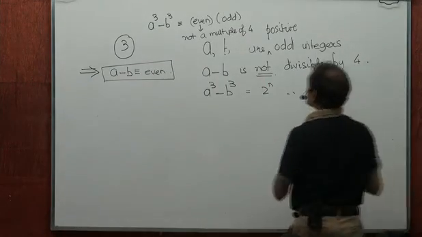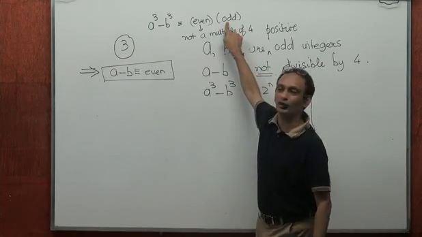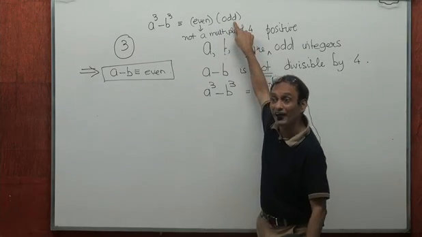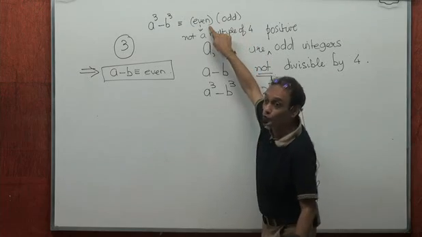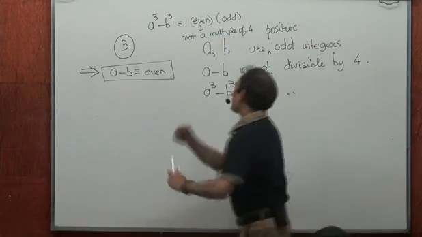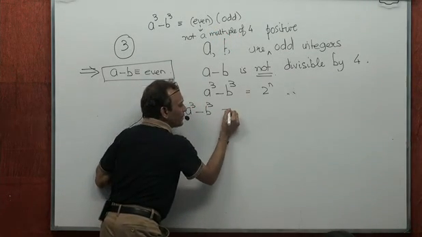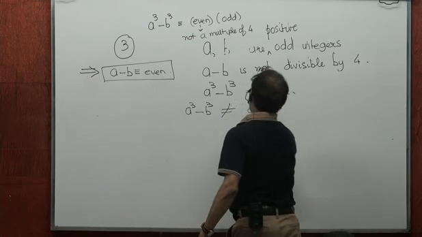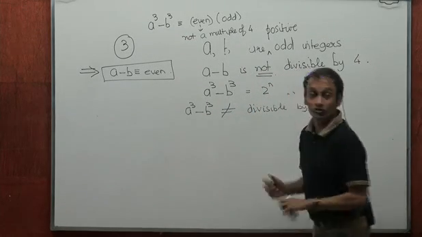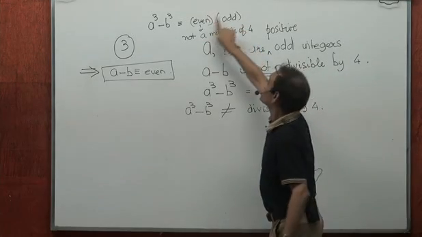Which means this product, even though it will be even, it will not be a multiple of 4. Why? Because I hope you realize that this is an odd number. It will not contribute 2 in the factor, and this will contribute one 2 in the factor, but not two 2's. It will not be divisible by 4. Yes, absolutely. That means a cube minus b cube is not divisible by 4. What do you say? Why? I hope you realize that.